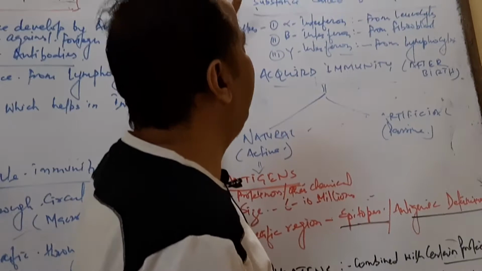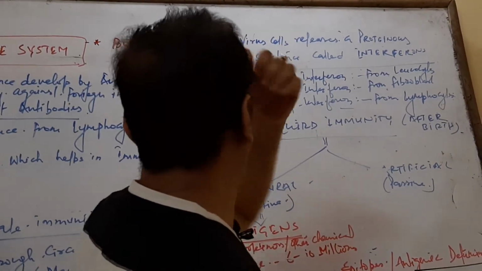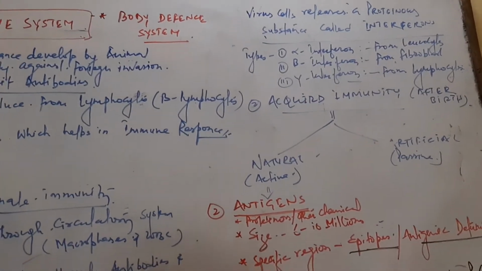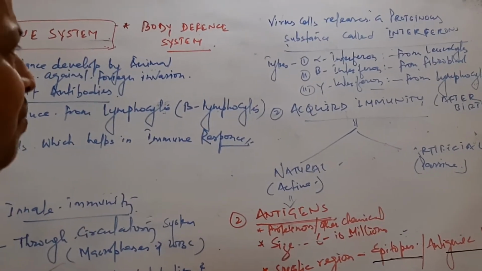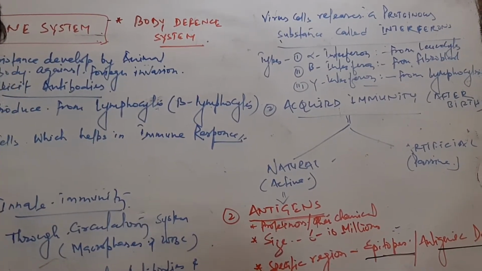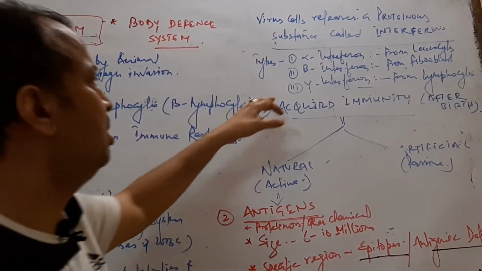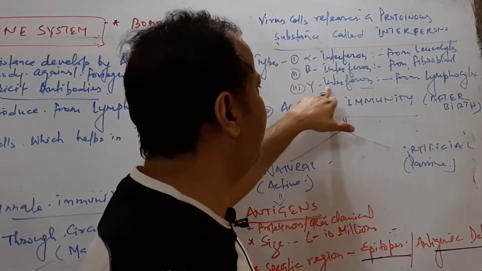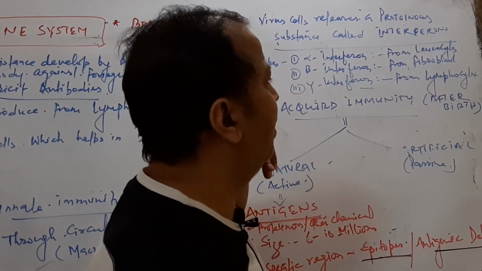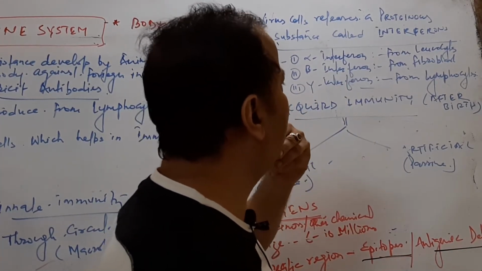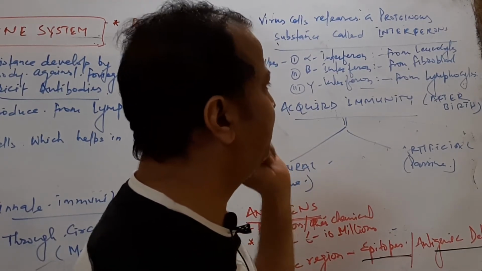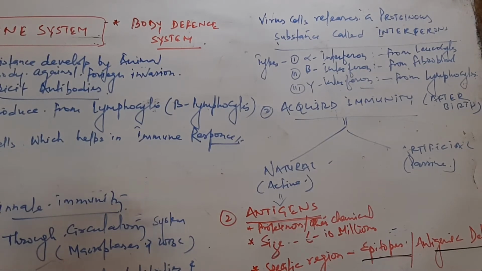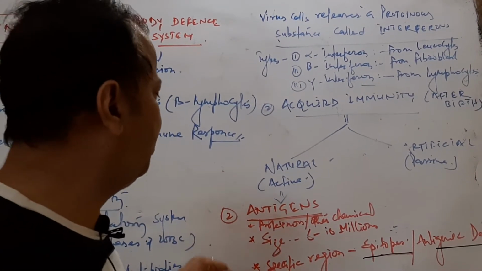Virus-infected cells release a proteinous substance called interferon. Interferon is a type of response. There are three types: alpha interferon, beta interferon, and gamma interferon. Alpha interferon is released from leukocytes, beta interferon from fibroblasts, and gamma interferon from lymphocytes. Now we come to antigens.